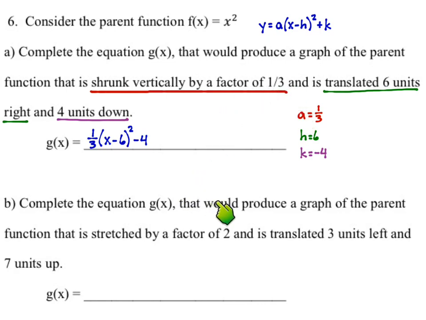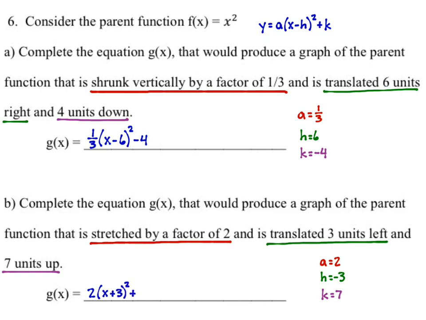For the second one, again, it doesn't talk about a reflection at all, so we know a is positive. It says that we are vertically stretching by a factor of 2, so that means a is 2. And we're translating 3 units left, so that means h is -3. And 7 units up, so k is +7. And so our vertex form would be g of x equals 2 times x plus 3 squared plus 7. Again, noting that I take my h value, which is -3, and change the sign, and I keep the k sign the same.